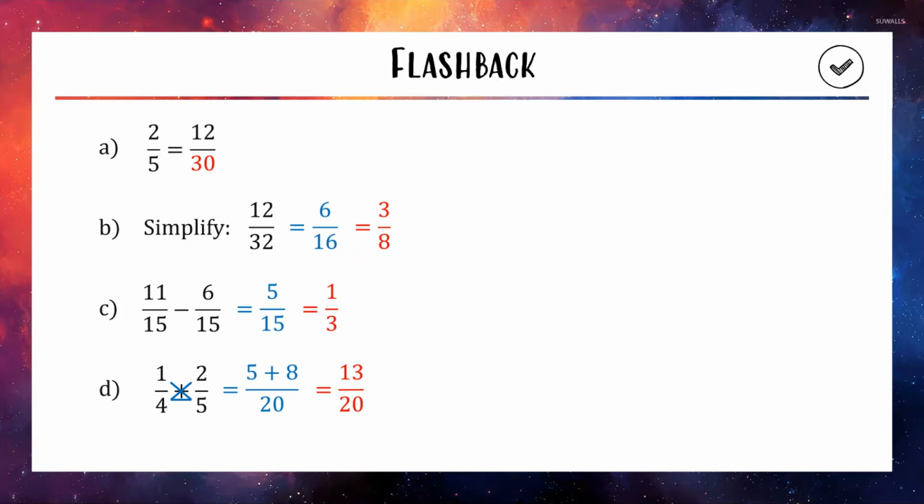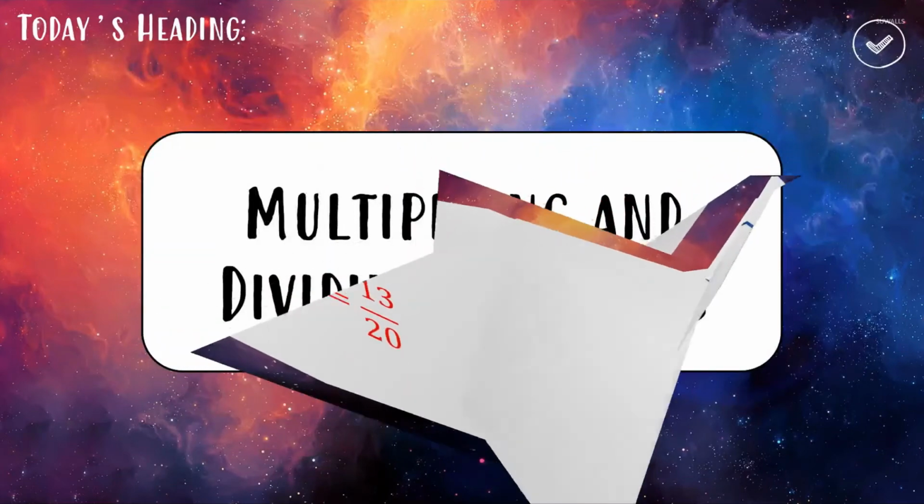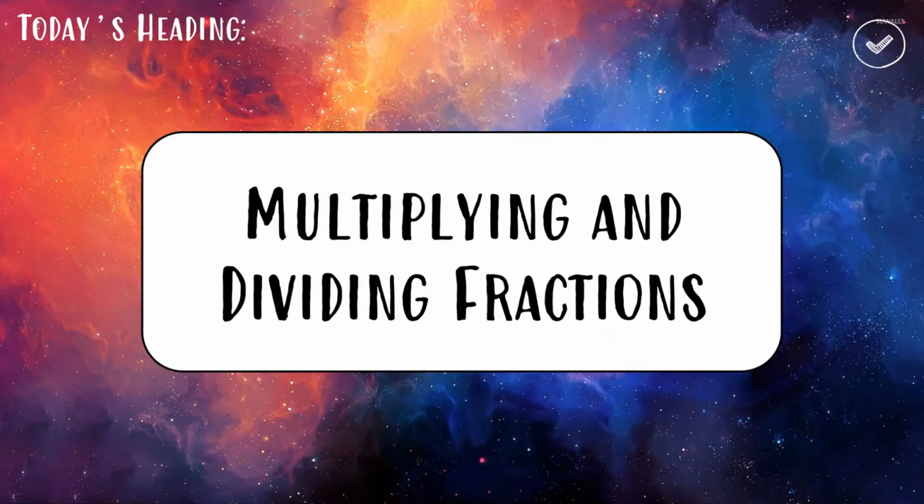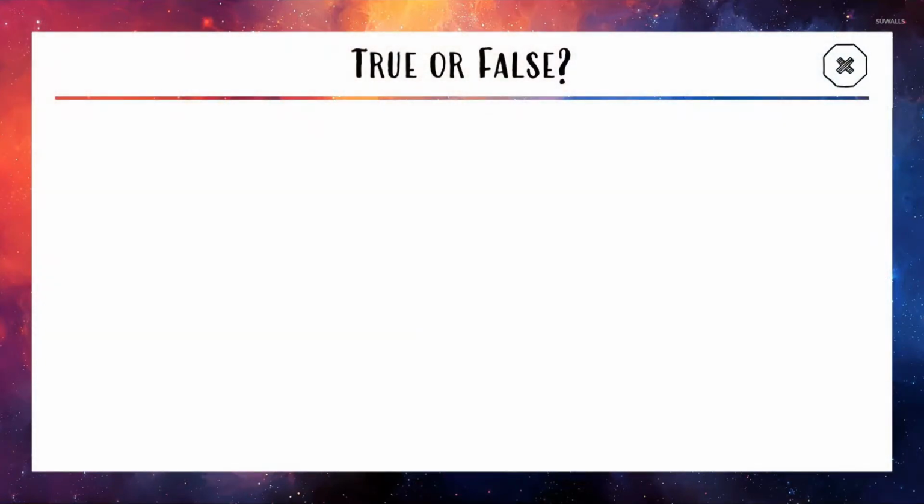Okay, so now we know how to add and subtract fractions. The next logical step is to learn how to multiply and divide them. So there is your heading for today. We're going to start off with a question. It's a true or false question. And here we go. The question is 2 out of 3 multiplied by 4 out of 5. Will the answer to this be 8 out of 15?